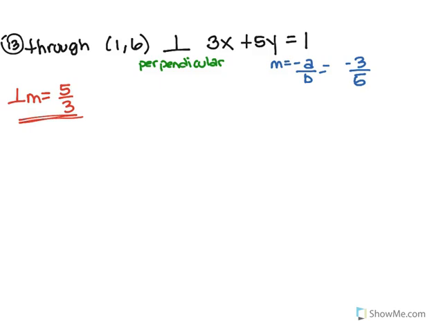5/3. Positive 5/3. Does everybody understand that? Opposite side, he's negative, you need a positive, and flip it. And then we do the same thing all over again. We got to take the point, plug it in to find B. Does everybody understand that?